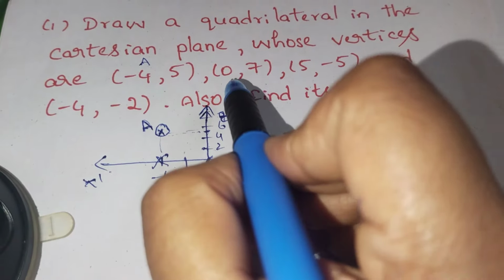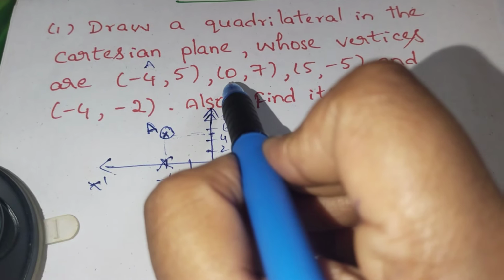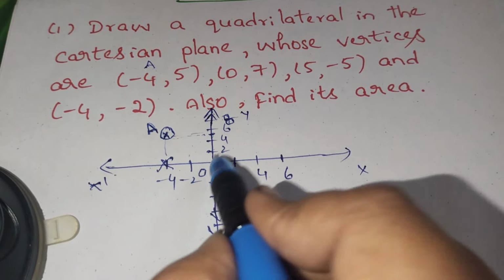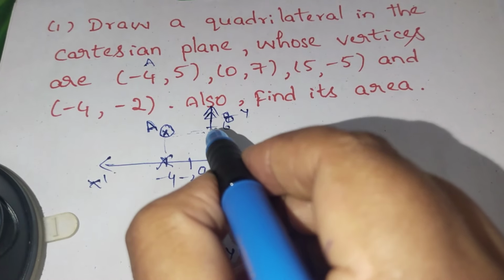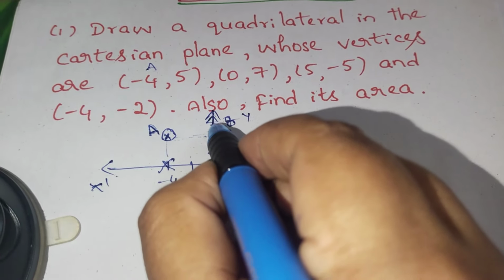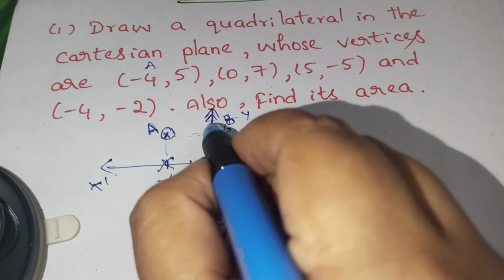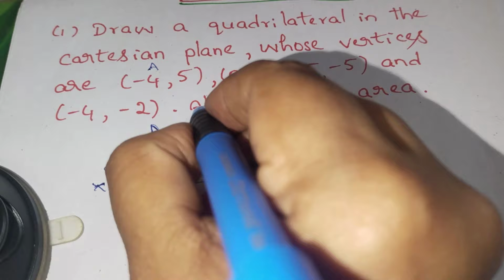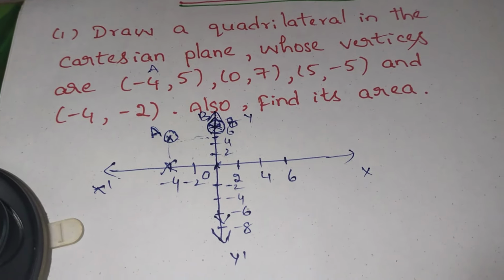Next B, 0, 7. X is 0, Y is 7. So x is 0, Y is positive 7. So here after 6, before 8 we get 7. So 0, 7. This is the B point.